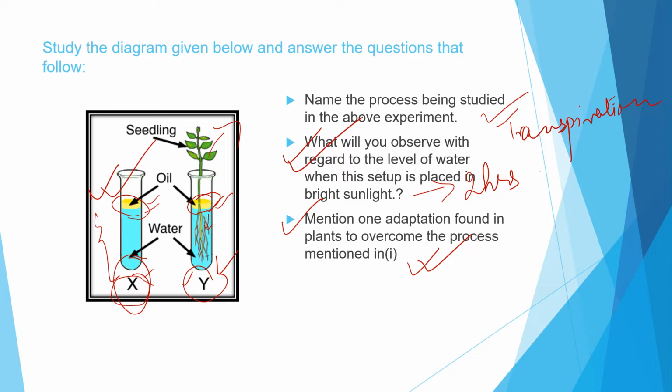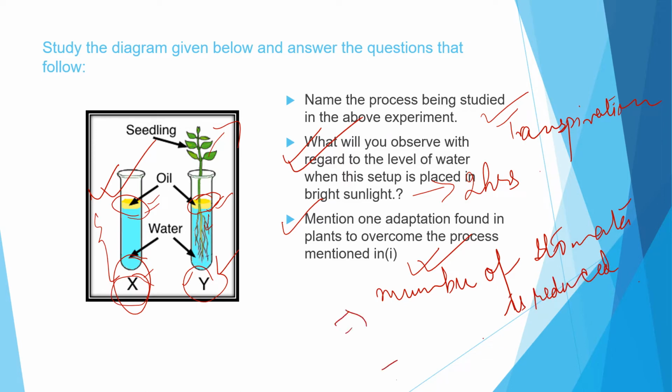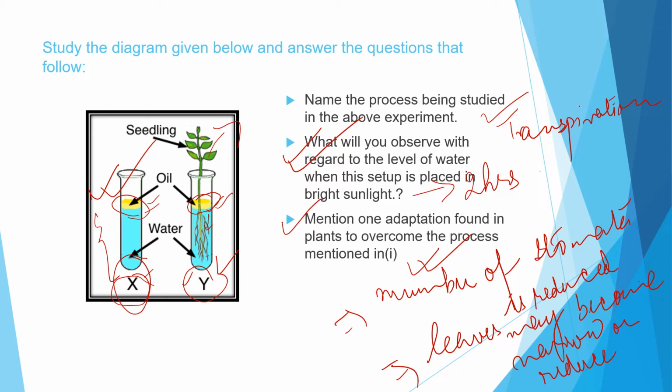You can say that the number of stomata is reduced. You can take any one example of modification of the leaves. Or you can say that the stomata may be sunken, or the leaves may become narrow to reduce the surface area. So the surface area is reduced as the leaves become narrow. These are the main things in this experiment, or in this diagram we can say.